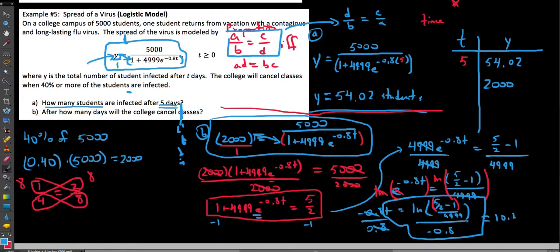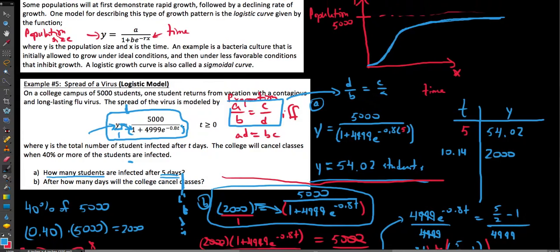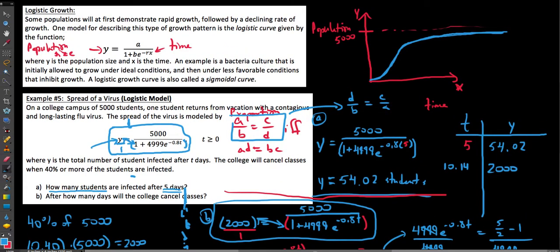So 10.14, we want to make sure that we label this with units, but this would be a time. And so it would only take about 10.14 days for the school or the college or whatever it is to cancel classes, because at that point 40% of the student body would be infected. So just know this, with our logistic growth curves, you're likely going to be given this model, and just with any other model, we're going to be asked to find a time at which a certain number of students are, say, infected, or maybe find out how many students are infected at a given time, but have one known and go find the unknown.